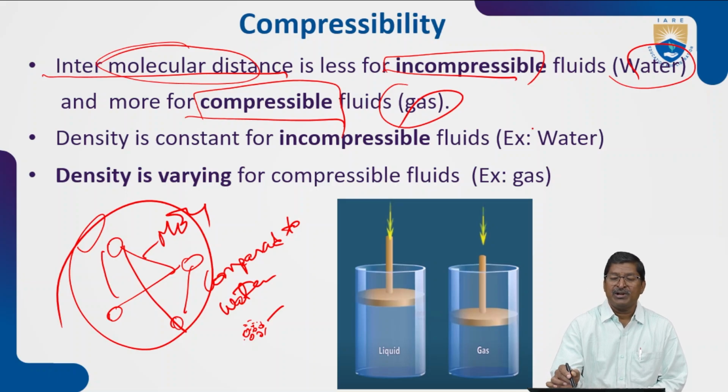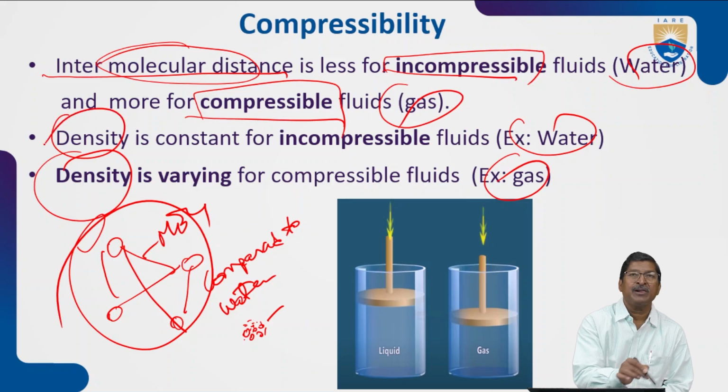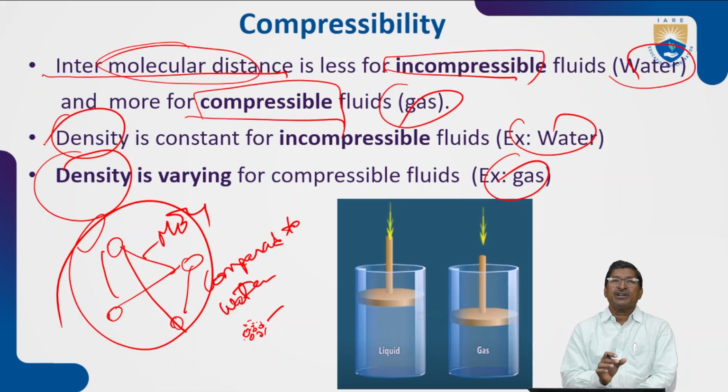So here water is there and gas is there. You can see here another term, density. So what will happen? Where the intermolecular distance is more, that is a gas, and it comes under the compressible fluids.